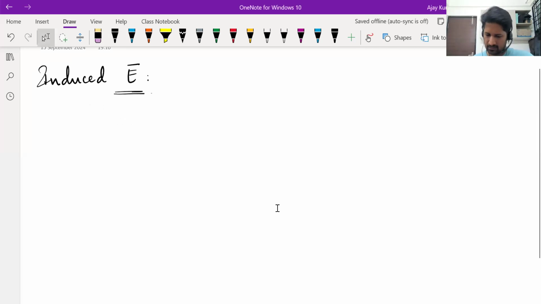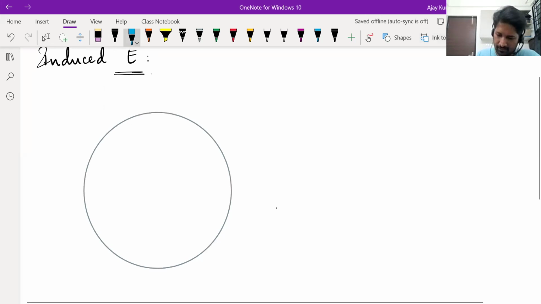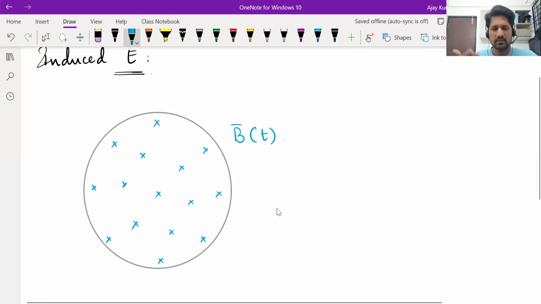Consider a situation like this. Suppose there's a circular region in which there is a uniform magnetic field. I'm assuming the magnetic field is directed into the plane of the screen. It's a time varying magnetic field. The function could be given to you.